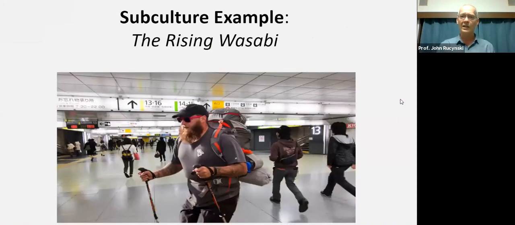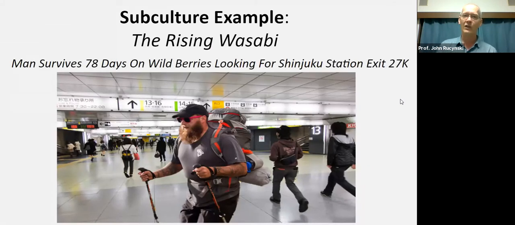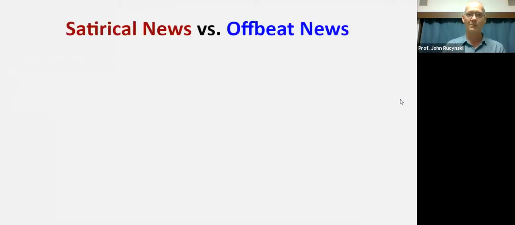Okay. Now let's look at an example here in Japan. I was so happy with this. A website called The Rising Wasabi takes situations in Japan and makes satirical news about it. So probably some of you saw this. This is a tourist walking around Shinjuku Station, and the headline is, man survives 78 days on wild berries looking for Shinjuku Station exit 27K. So if you don't live here in Japan, Shinjuku Station is perhaps the biggest train station in the world with 200 different exits. So it's just making a joke of our reality.